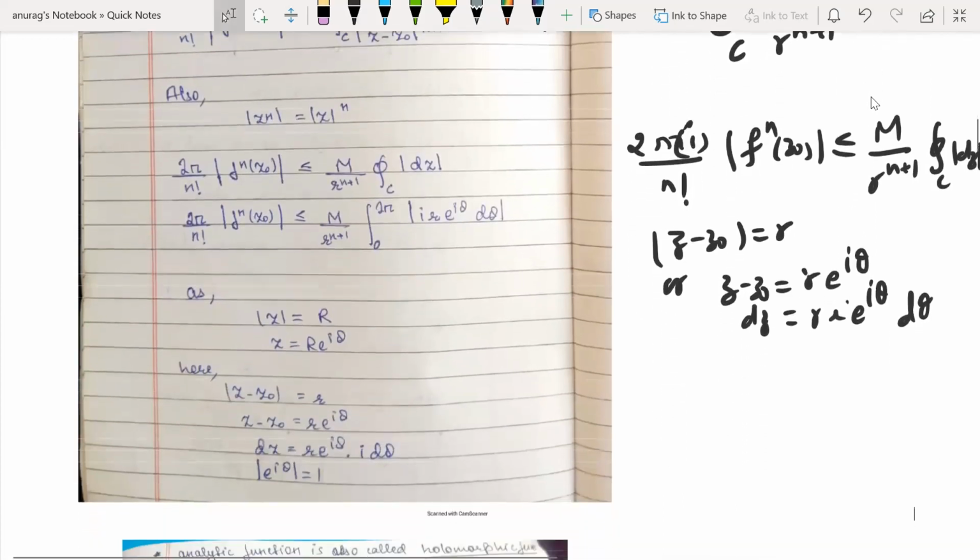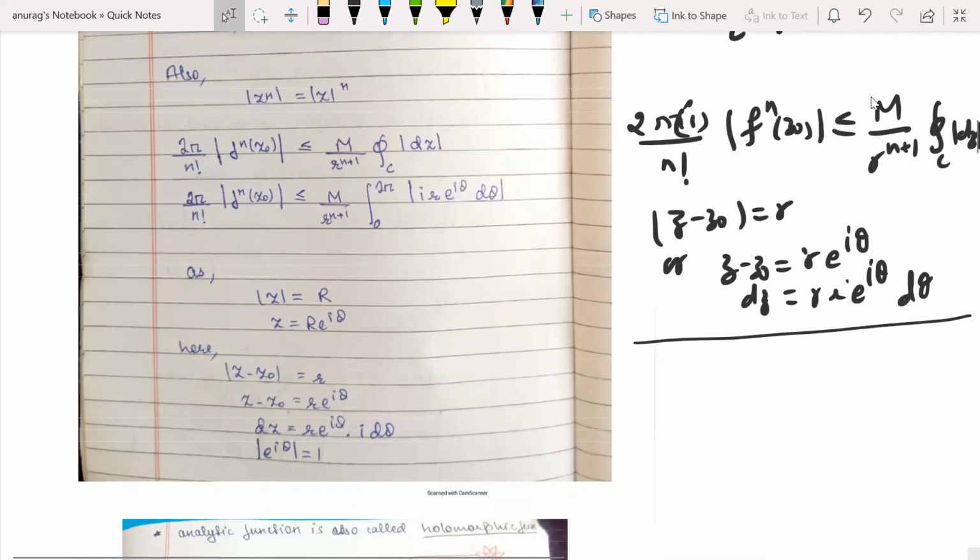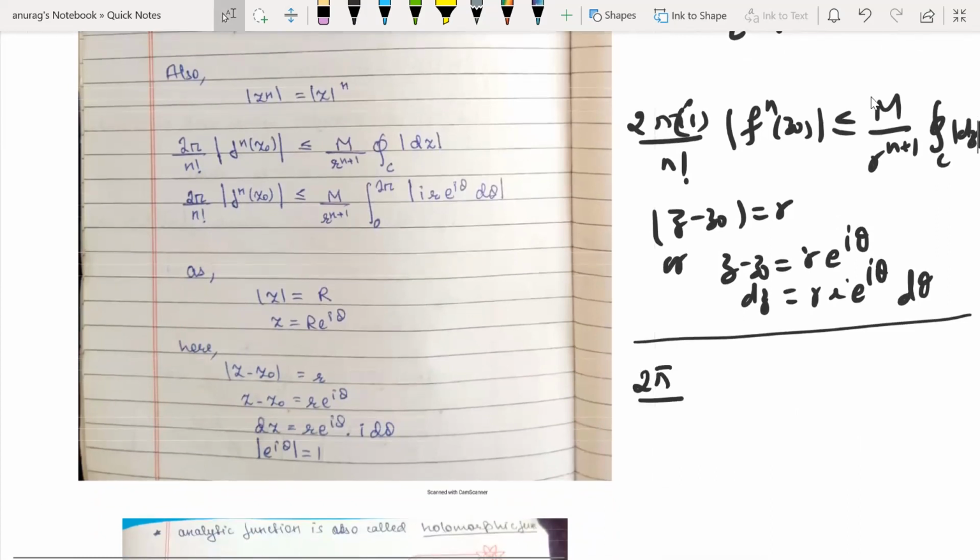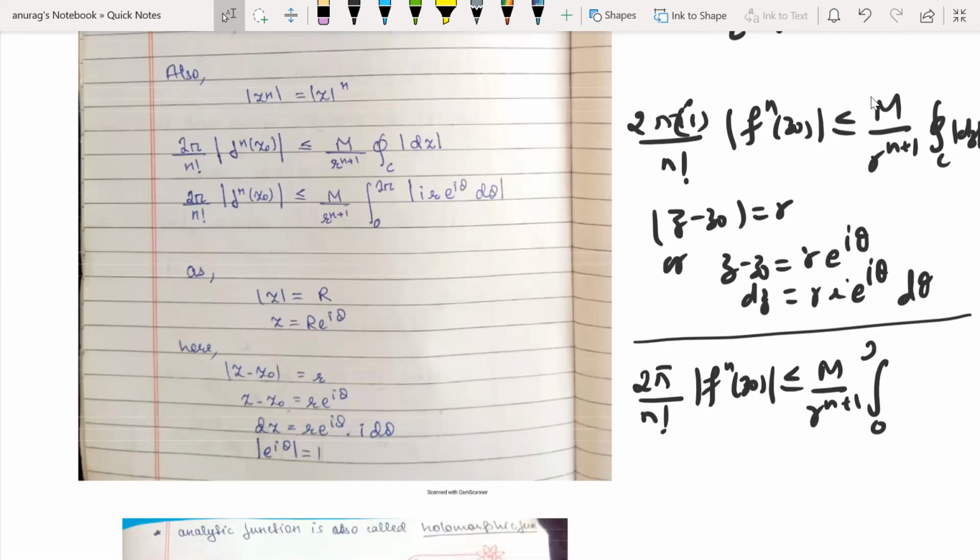I told you this is a polar representation of a complex number. Now it will become 2π over factorial n, the nth derivative of f(z) at z naught, less than or equal to M over r to the power n plus 1. Theta goes from 0 to 2π because it is the entire circle, mod of i r e to the power i theta, and we can take d theta outside because theta is from 0 to 2π, so the mod is not going to affect that. So less than or equal to M over r to the power n plus 1.